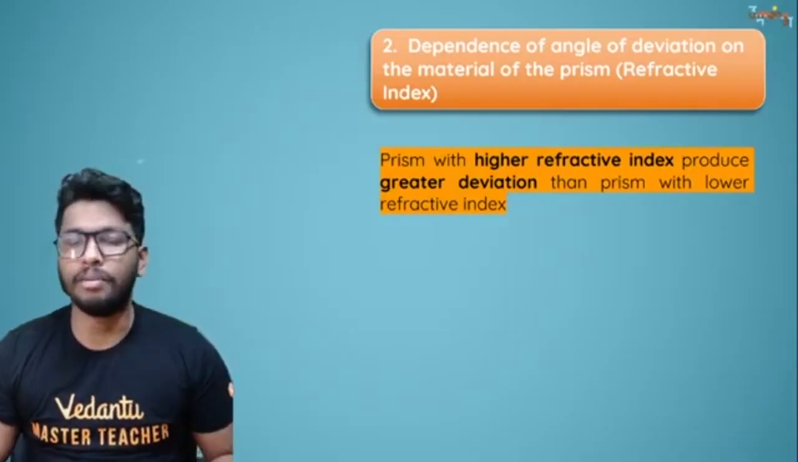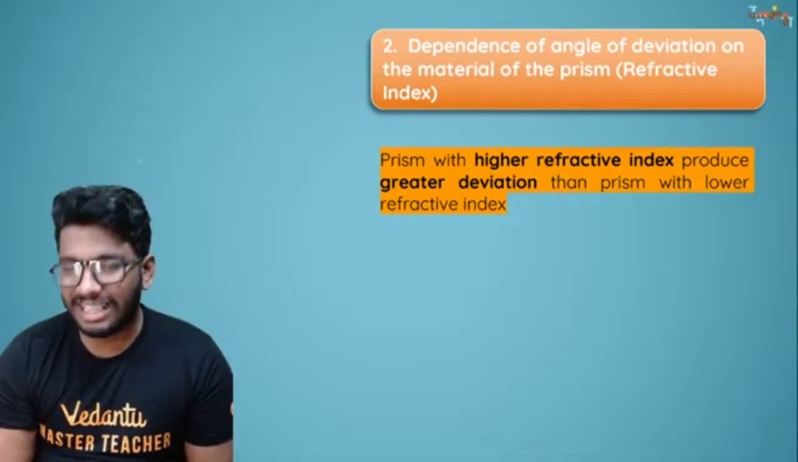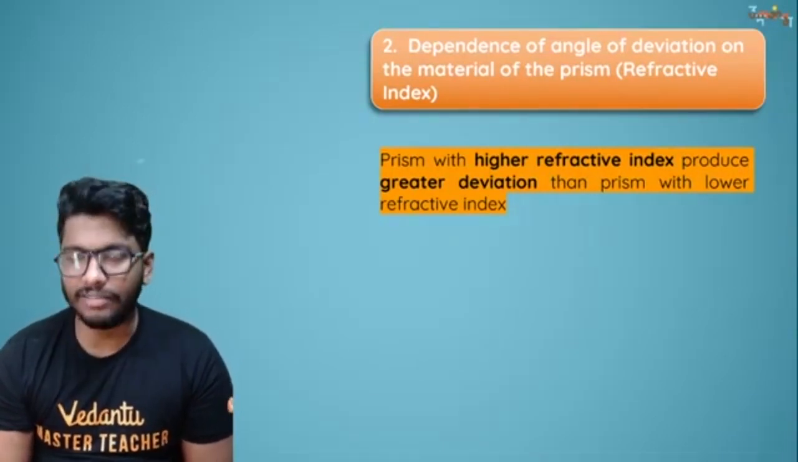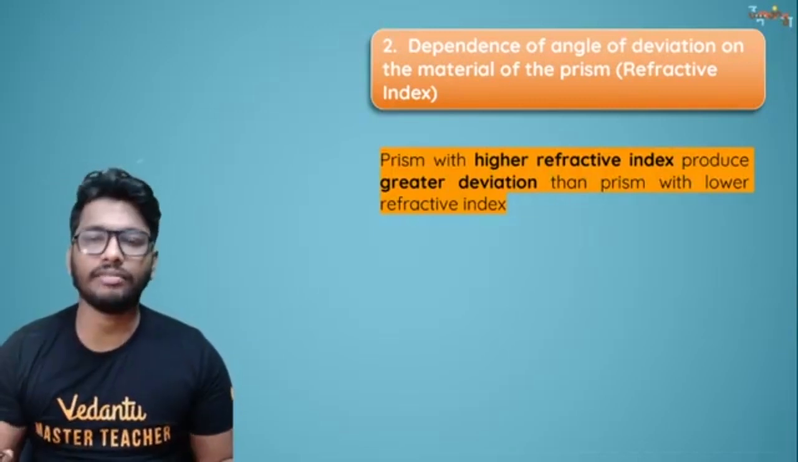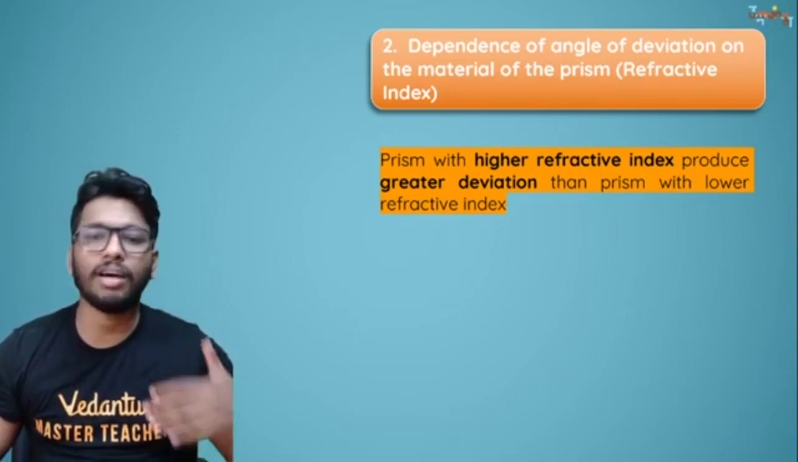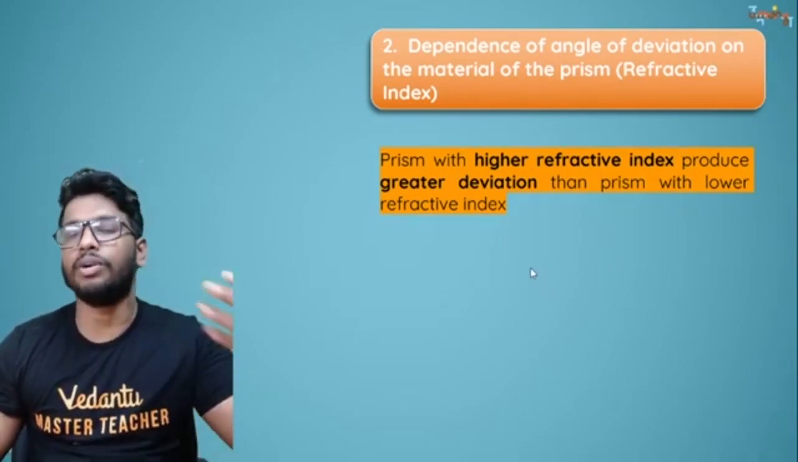That's when you get the minimum angle of deviation. Now to talk about the material of the prism. Here's the thing, guys. The higher the refractive index, the greater the deviation, because a higher refractive index means the slower the light would be, so greater the deviation inside the prism. And the lower the refractive index, the lesser would be the deviation.